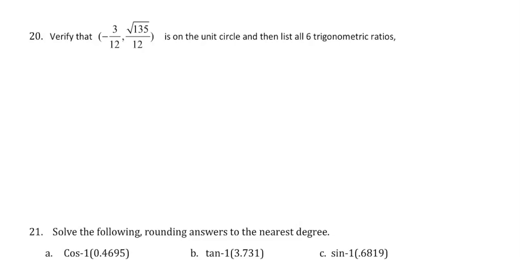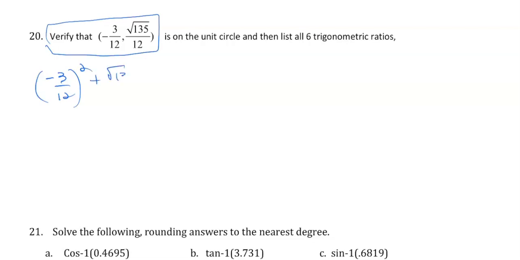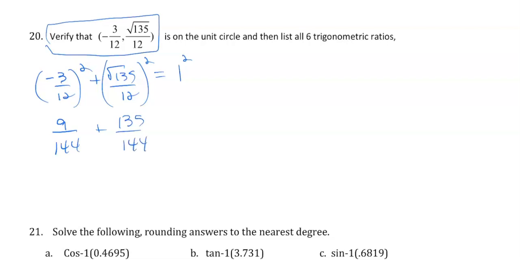Okay, the first thing they want me to do is to verify that this is on the unit circle. So to do that, I say negative 3/12 squared plus radical 135 over 12 squared has to equal 1 squared. So that's going to be 9 over 144 plus 135 over 144. Does that equal 1? Well, let's see. This is 144 over 144. That does indeed equal 1. So I have now verified. So this is the verification right there.